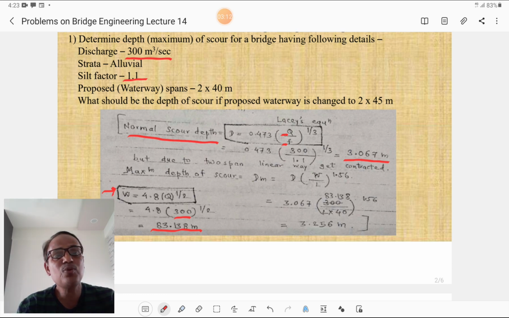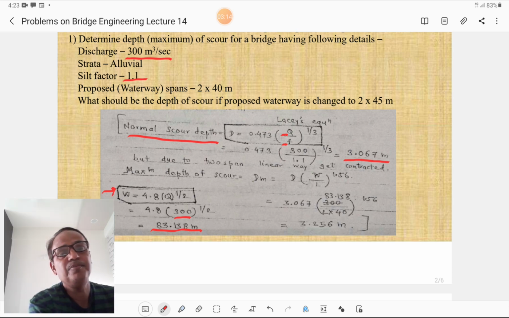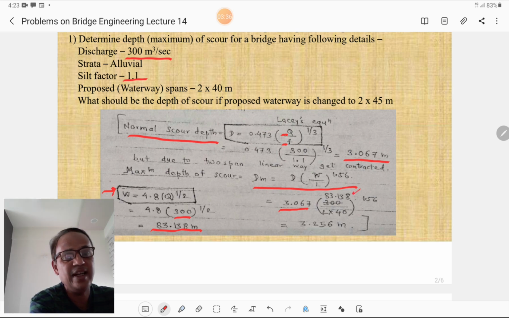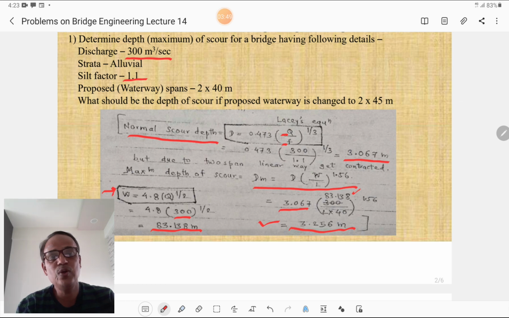Then the maximum depth of scour is calculated. First we calculate Dm, that is Dm is equal to D into (W by L) raised to 1.56. You must know the D, which is calculated as 3.067. You know the W, that is 83.138. And what is the L, that is the linear waterway, 2 span 40 meter means 2 into 40, raised to 1.56. So 3.256 is the Dm.